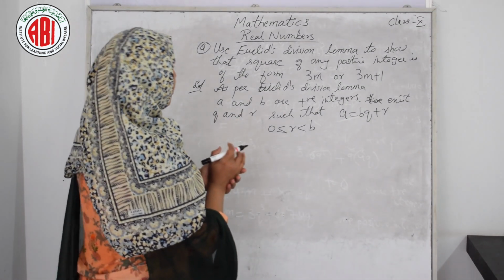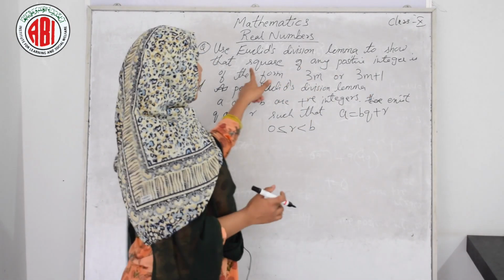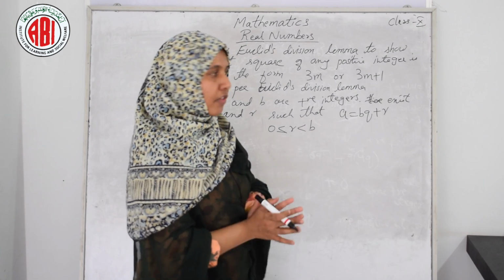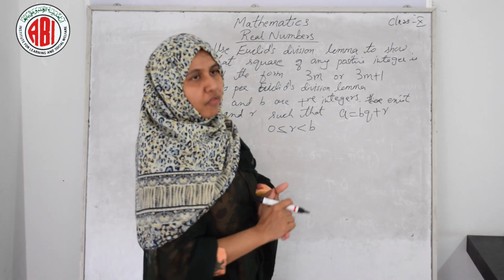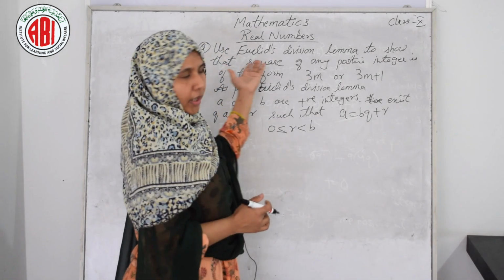Then what do we have to prove? We have to prove the answer in the form of 3m or 3m plus 1. You have to prove it for the square of any positive integer. To prove the square of any positive integer, first we will prove for positive integers. So can you tell me what the squares are?